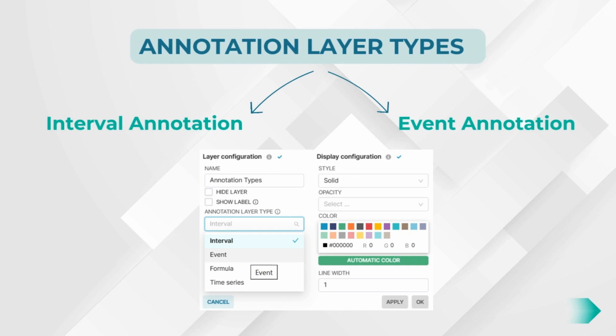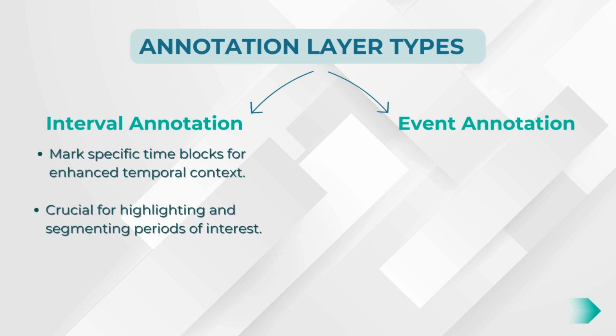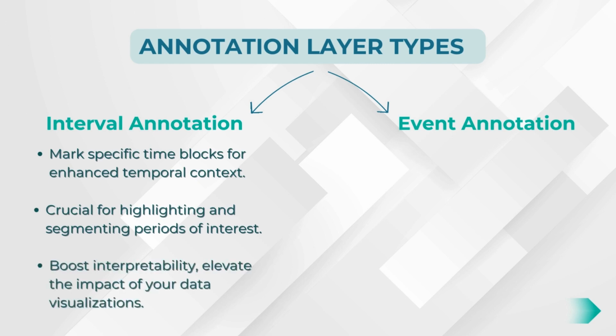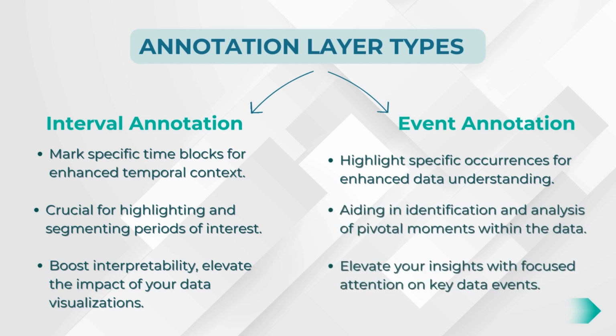Interval annotations within a BI platform are a powerful feature designed to mark specific time blocks on a chart, providing crucial temporal context to your data visualizations. This annotation type proves particularly valuable when you need to highlight or segment periods of interest within your data, enhancing the interpretability of your charts. The event annotation type serves to highlight specific occurrences or events on the chart, aiding in the identification and analysis of key moments within the data.